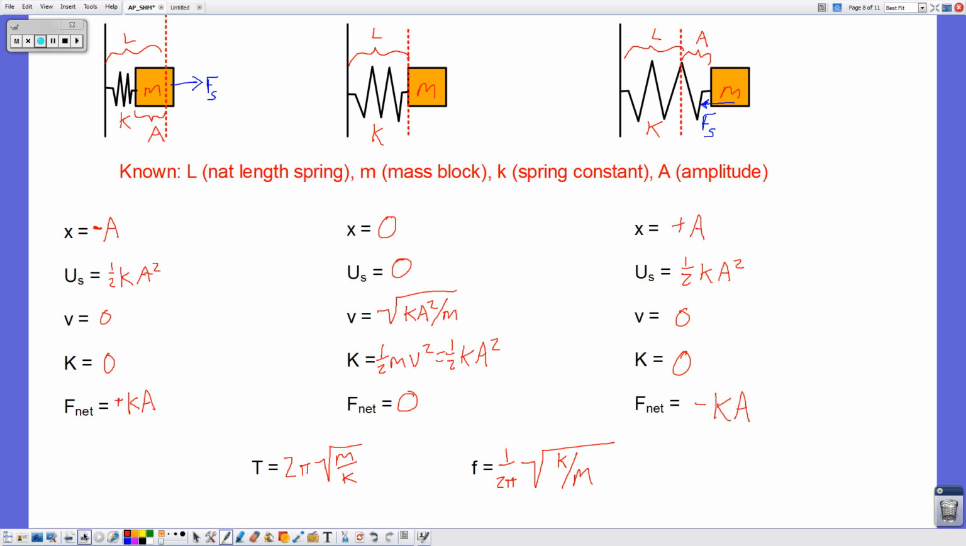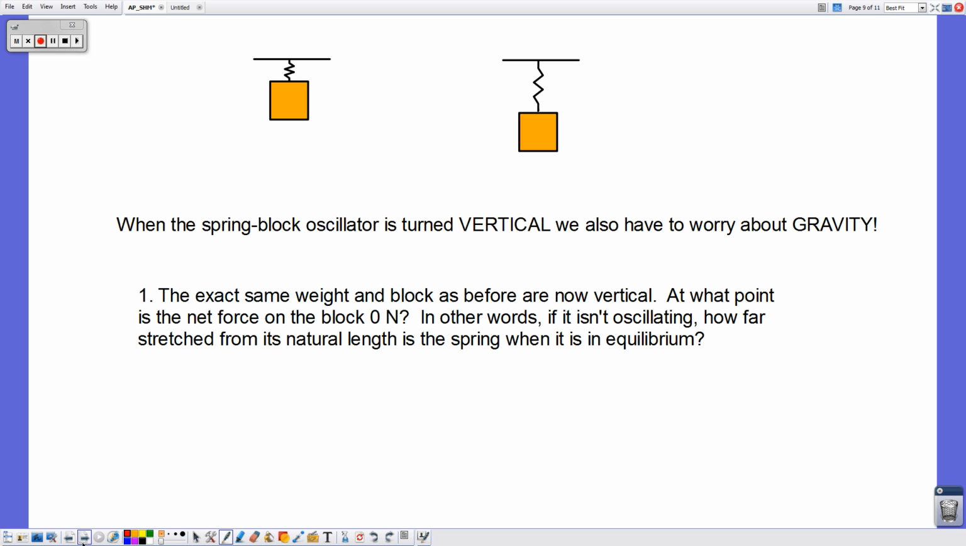All right. Now, what if I turn this upside down? So this is still a block of mass m, it's still a spring of spring constant k, but I've flipped it on its side, so now it's vertical. We have to worry about gravity, which means that there's a gravity force on my block. So here it is initially, where x equals 0.